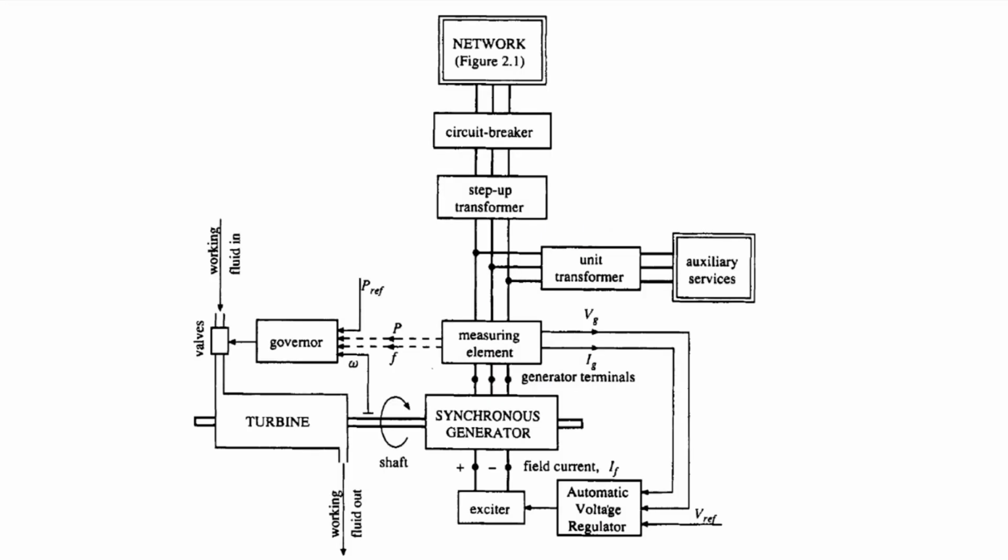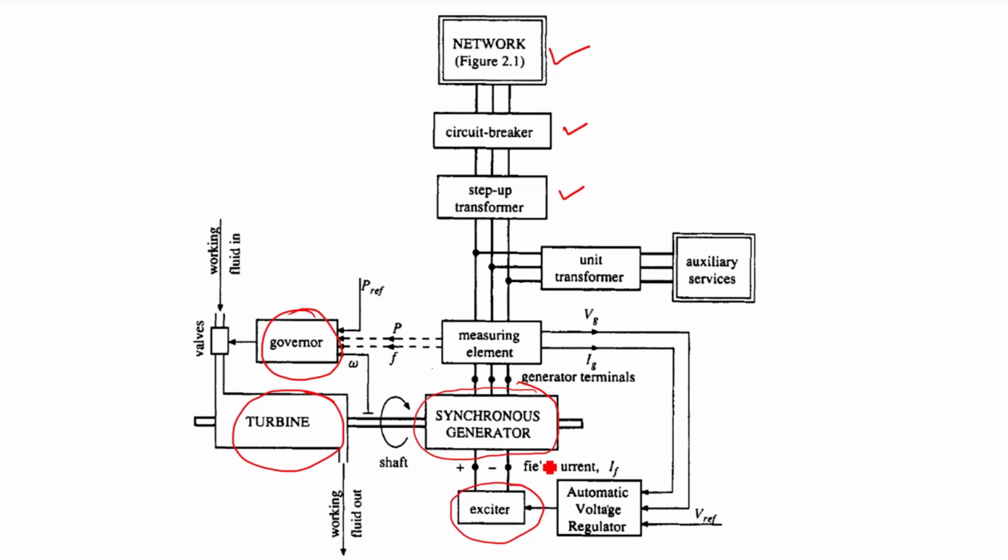So this is a typical generator we can see here, where the generator is connected to the network. Here we can see this is your network, and it is connected through the circuit breaker, then the step-up transformer, and the synchronous generator is connected through the step-up transformer to the network. And in the synchronous generator we have various elements. This is your generator, and we have also the exciter, and the turbine, then the governor system.